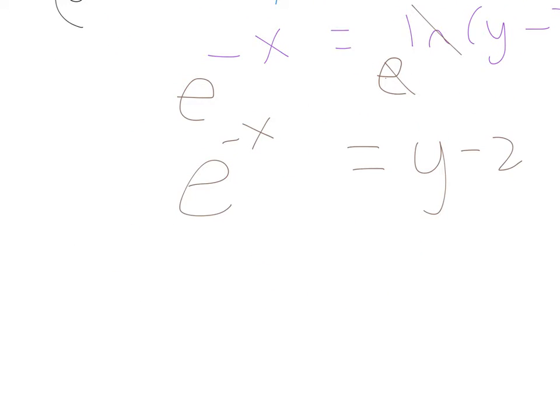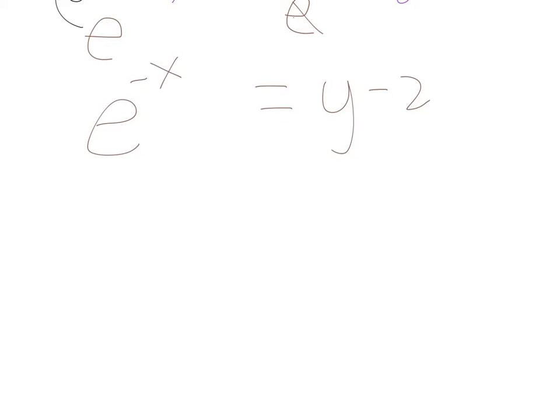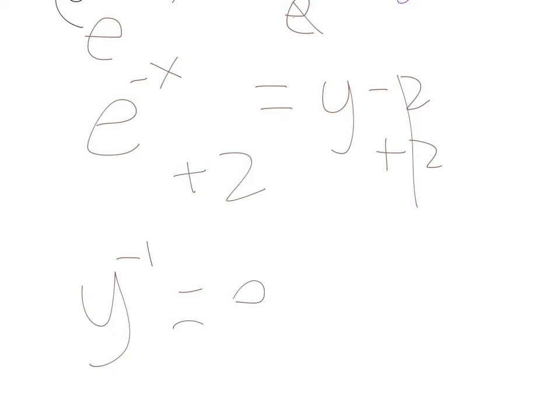So to get the y by itself and thus to have the inverse, you would need to add 2 to both sides. So you would have that the inverse is equal to e to a power of negative x plus 2.